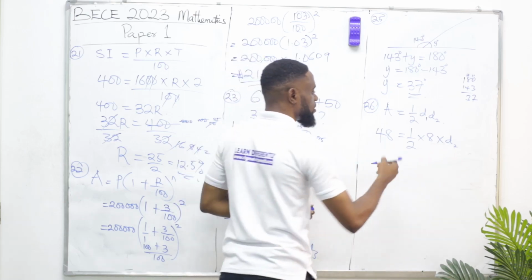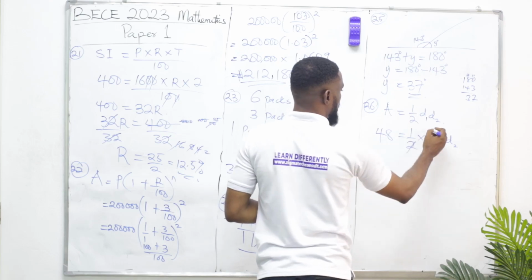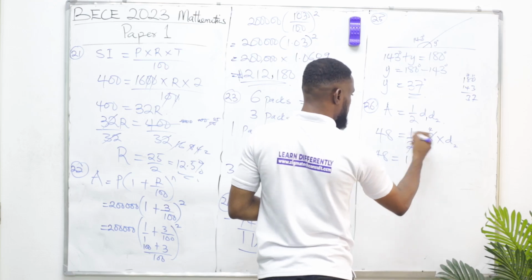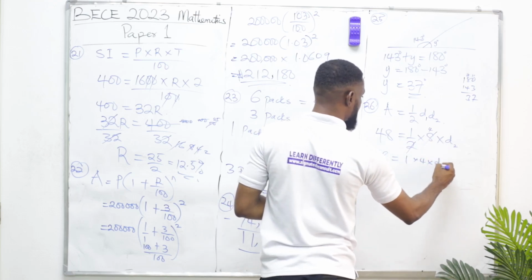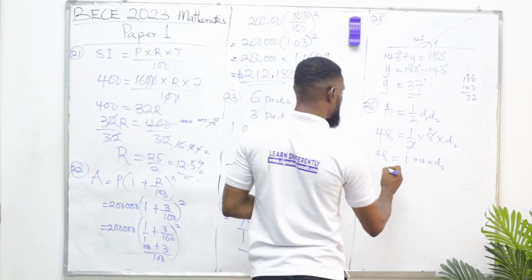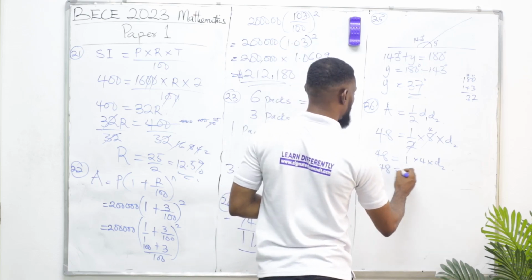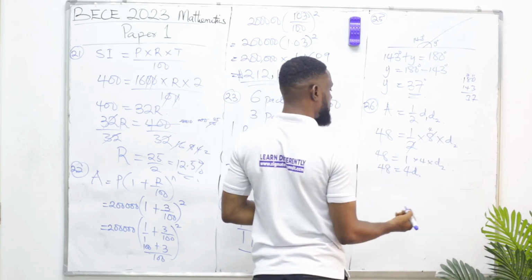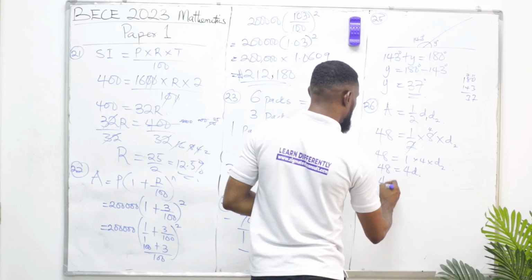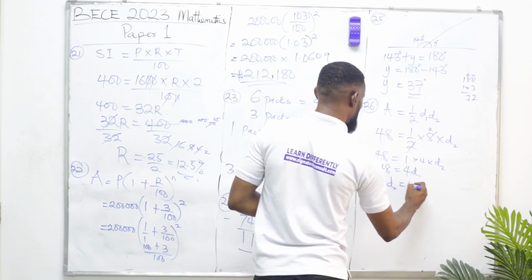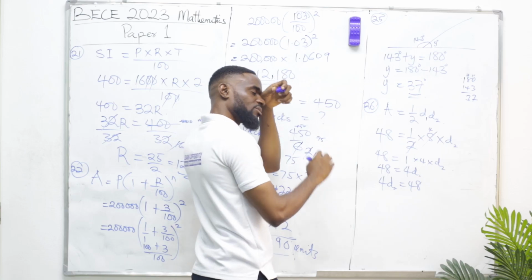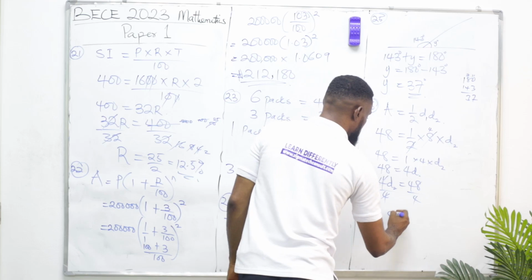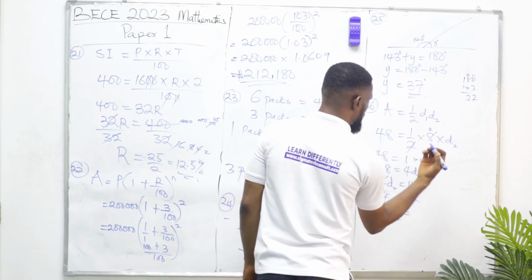So let's do this. 2 can remove this. So we have 4 here, right? So 48 is equal to 1 times 4 times the second diagonal, right? So it means that 48 is equal to 4d. That is 4 times the second diagonal. Don't forget that. All right. So this 4d is equal to 48. I just interchanged, okay? So divide both sides by 4. This cancels this. The second diagonal will now be equal to 48 divided by 4.